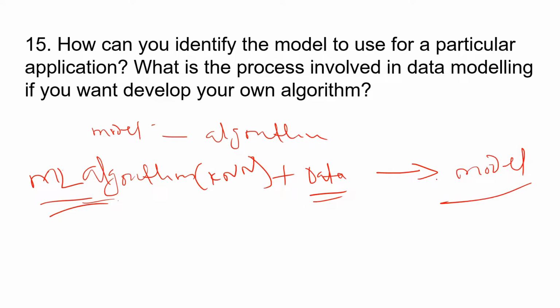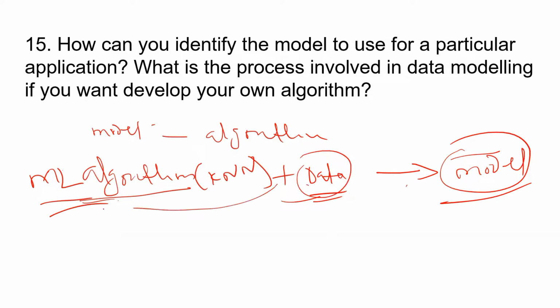So the outcome of a carefully selected and optimized machine learning algorithm plus the appropriate data set is what we call a model. Sometimes people use the terms interchangeably, but it is not correct. We don't talk of a model until we have worked with our data using the appropriate algorithm. So we can reframe the question: how can we identify the algorithm to be used for a particular application?